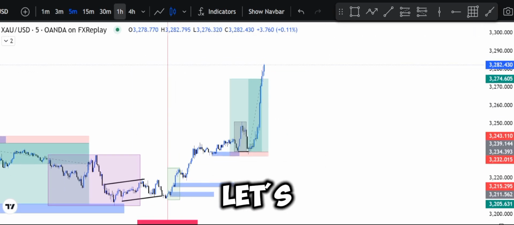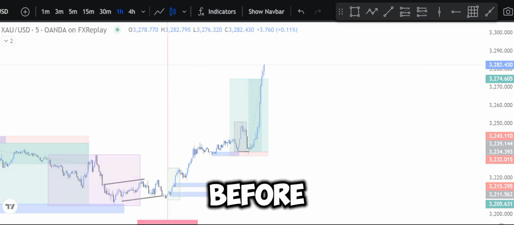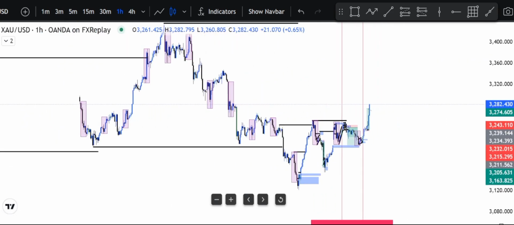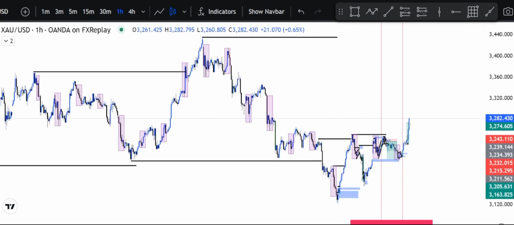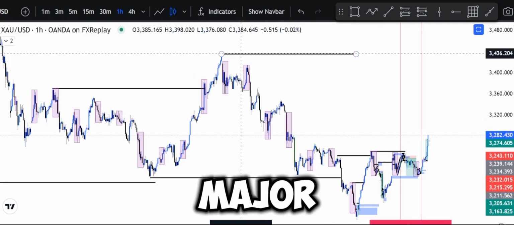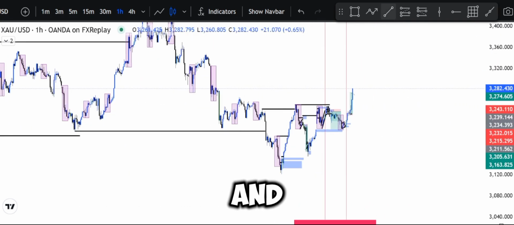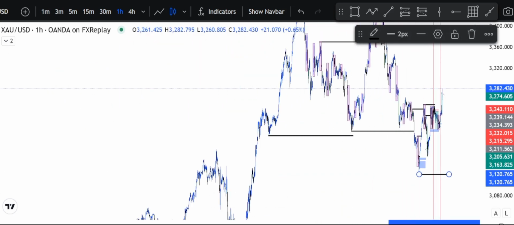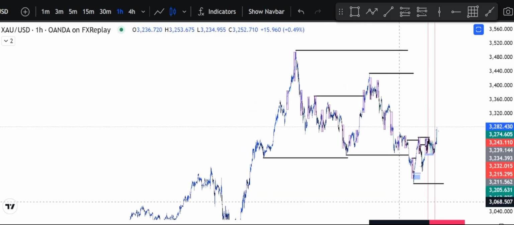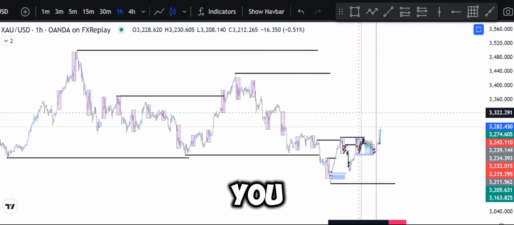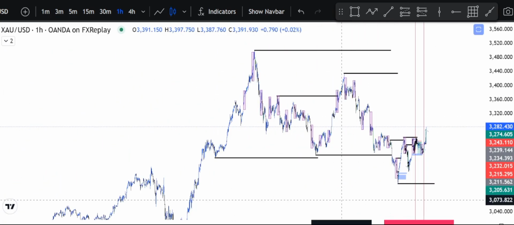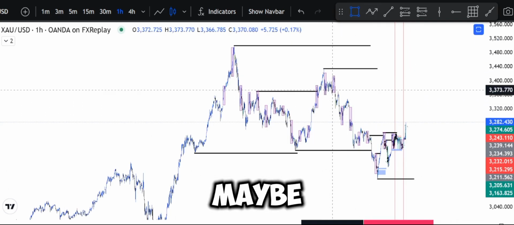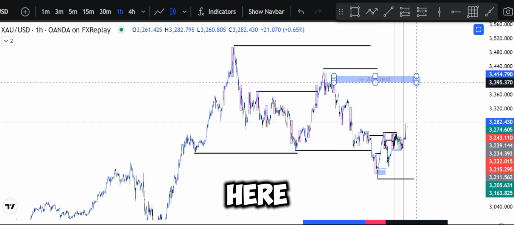First of all, let's look at 1 hour if there is any major inducement before we keep trading. All right. This is our major high. It created new major low. As you can see, we have room up until this high. Maybe over here.